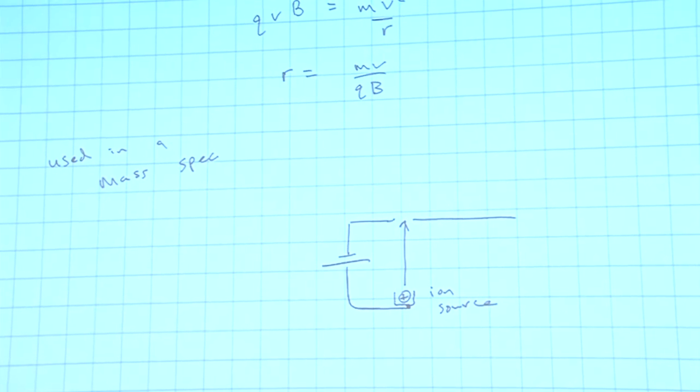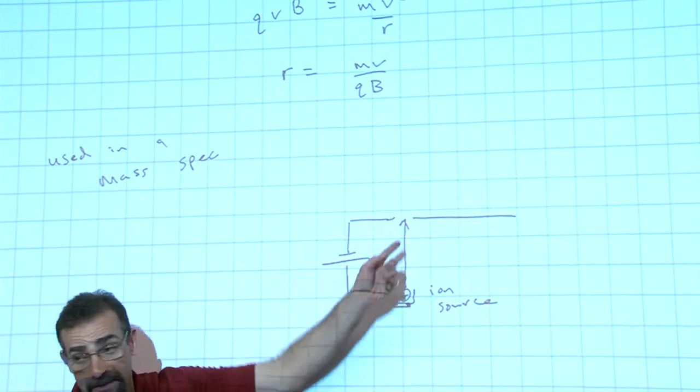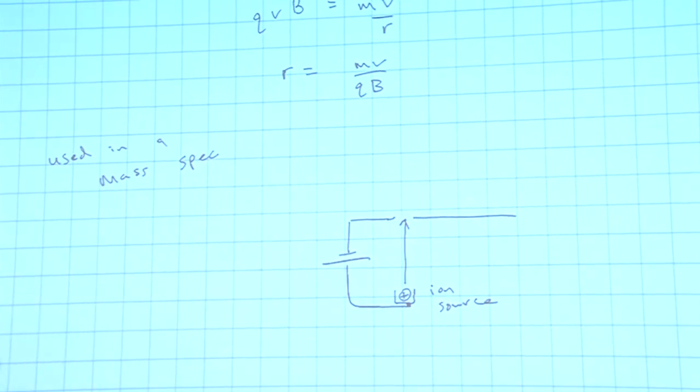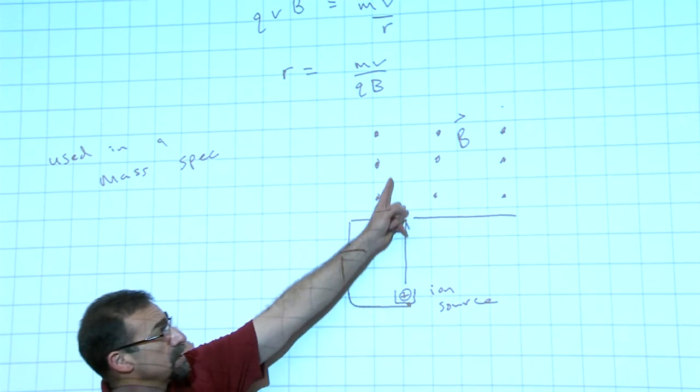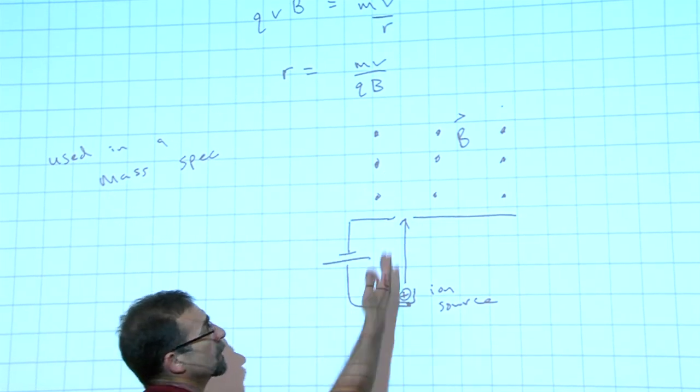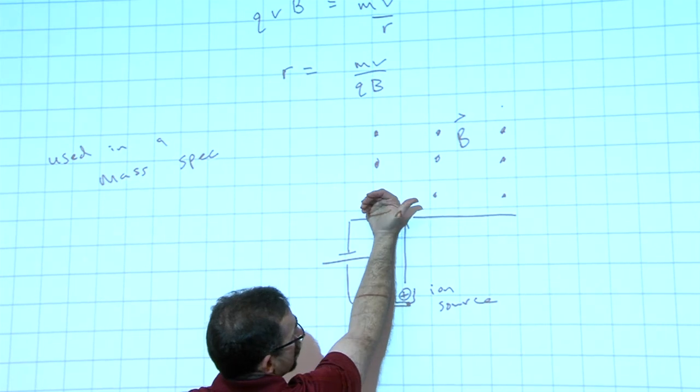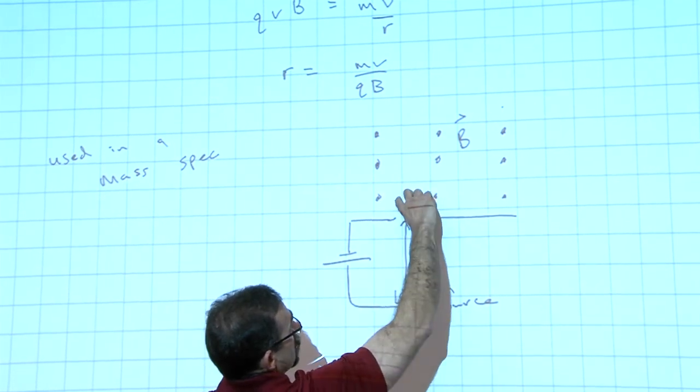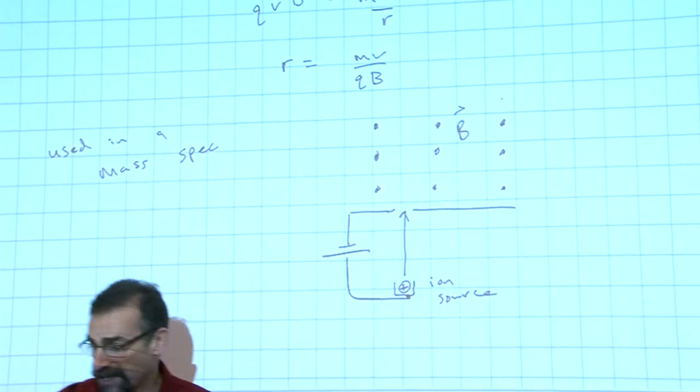Maybe you'd also put a velocity selector over here, so you know that only a certain velocity particle is getting into your mass spec. But what you want to do is you want to have just a particular velocity coming in, and then you have a magnetic field over here. So the velocity is towards the top of the page, the magnetic field is out of the page, so the force is going to be to the right, and it's going to cause the particle to move in a circular path.